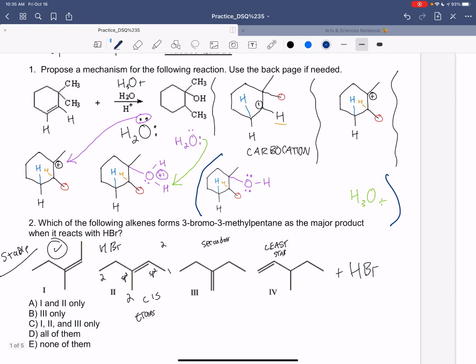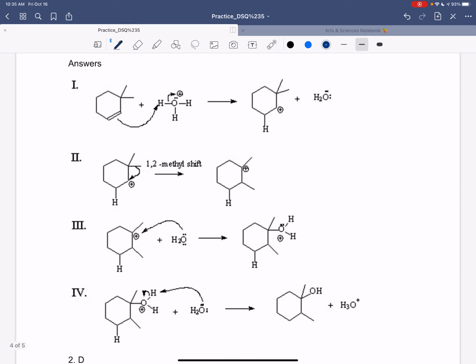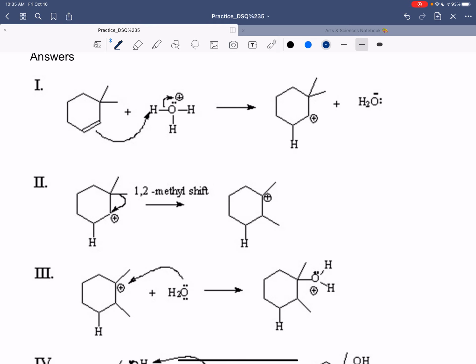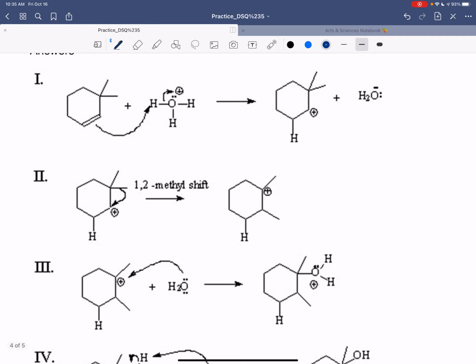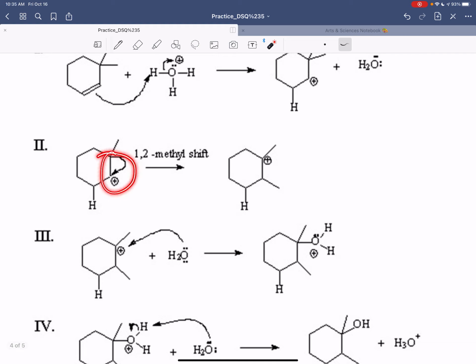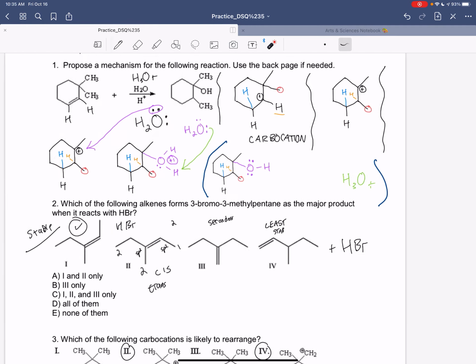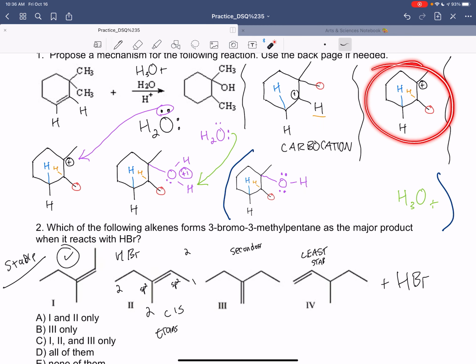Let's see if we got that right. Okay. So this was the methyl shift we were talking about. This is the first step. Yep, we had the positive charge on the more stable one. So H2O was still in there. I didn't write that part. We did the methyl shift. The positive charge, was that at the top? Is that where we put it? Yep, that was our methyl shift.